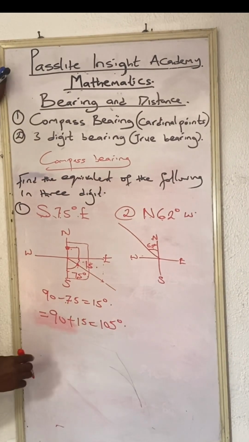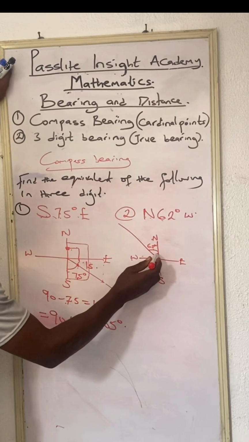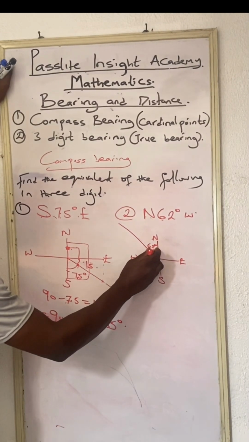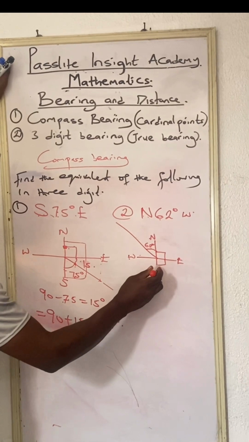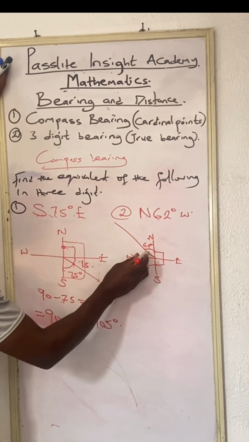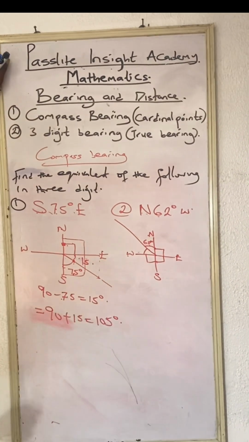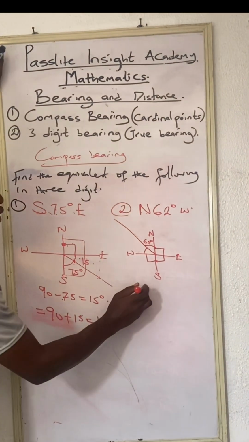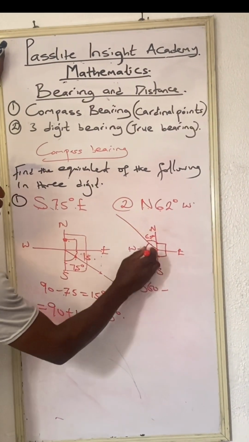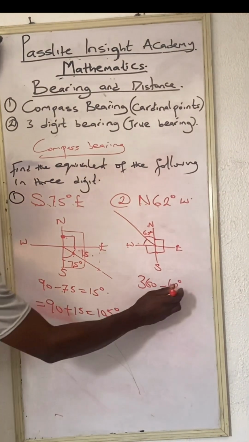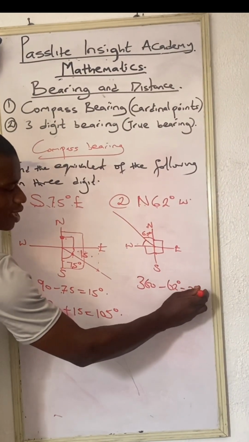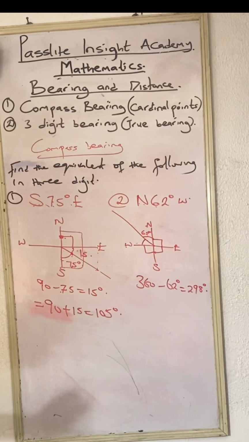And from our law now, if you want to get the final answer, we start adding from the beginning, from the reference point. We start adding, what is this, to this, to this, until we reach that line. So the shortcut is that we can also do 360 minus 62 degrees. Then you have your answer: 298 degrees. That is 3 digits.